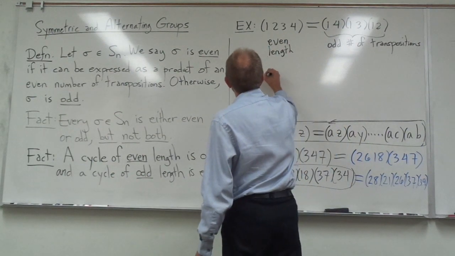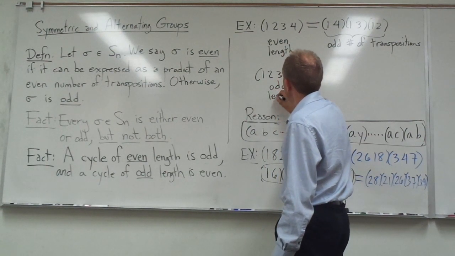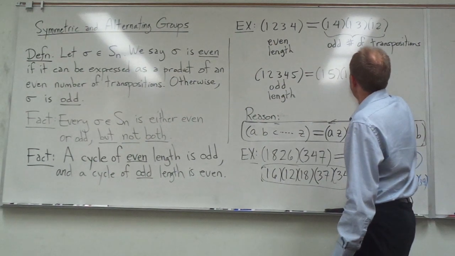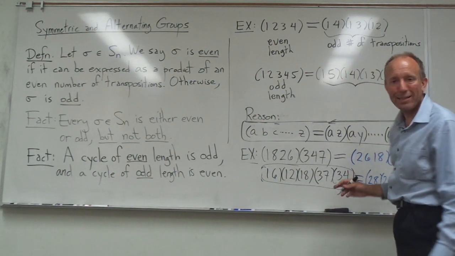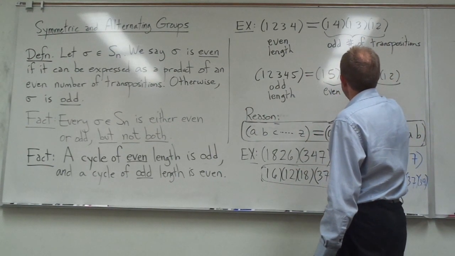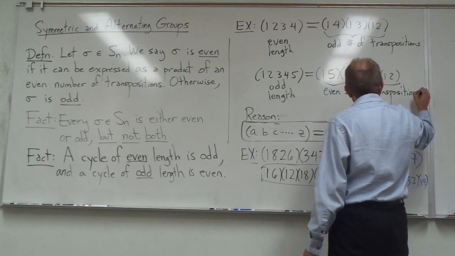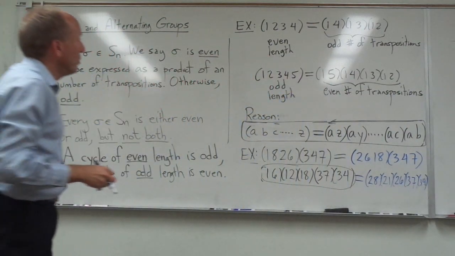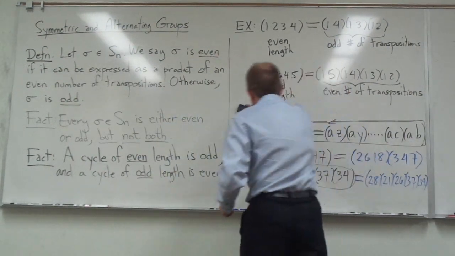And similarly, if I took 1, 2, 3, 4, 5, which has odd length, well, I can write that as 1, 5, 1, 4, 1, 3, and 1, 2. And this is, of course, now exactly the reverse. This is an even number of transpositions. Oh boy. Okay? So whether we're counting the transpositions or whether we're looking at the length of the cycle, we sort of get the opposite answers. Okay? So that's a little bit crazy.